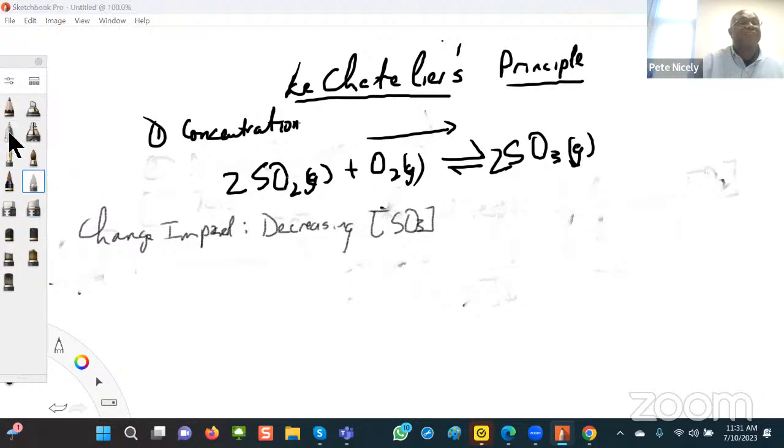Okay, this thing switched on me. Anyway, so the change I'm imposing is that I am decreasing the concentration of SO3. So my question to you is, how will the system respond if I'm trying to decrease the concentration of SO3, right? How will the system respond? System will respond by doing what?